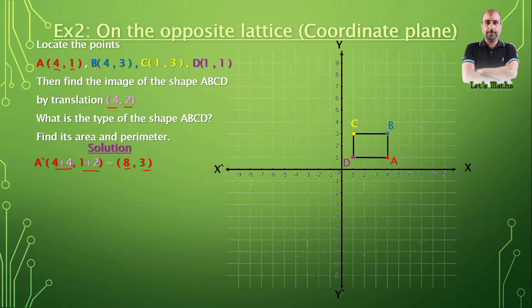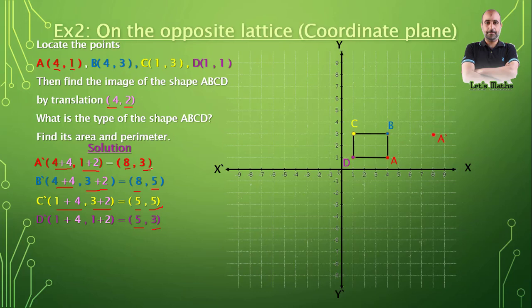And in the same way B dash will be 4 plus 4, 3 plus 2. It means 8 and 5. C dash will be 1 plus 4, 3 plus 2, which is 5 and 5. And finally, D dash will be 1 plus 4, 1 plus 2. It means 5, 3. Now, let's look at the image of the points on the coordinate plane.